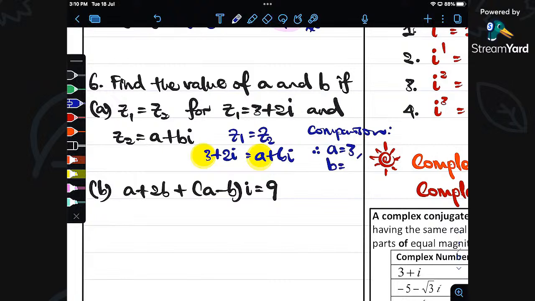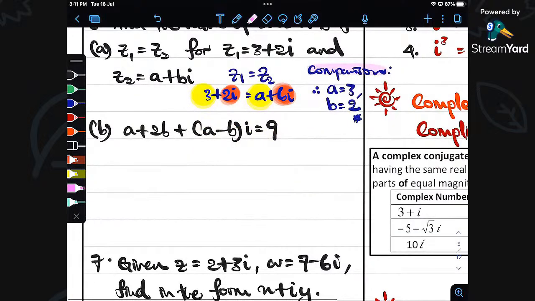Manakala nilai B pula adalah compare dengan imaginary with imaginary part. You just compare it, left and right. And then you will get B value, which is 2. Done. You have the value of A and B by just using the comparison technique. So far so good. Kalau okay, tulis okay di situ.